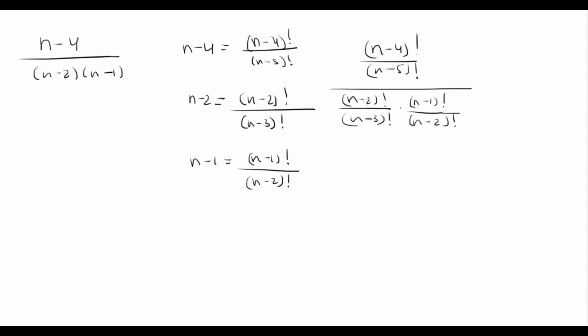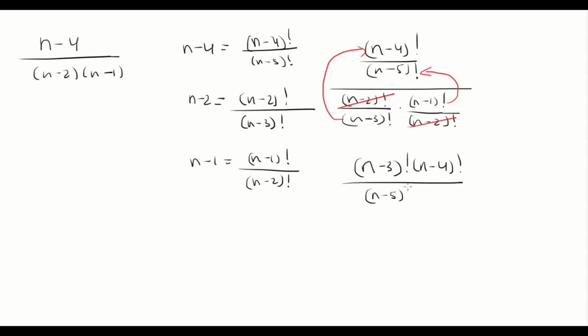And notice that the n minus 2 factorials will cancel. And the n minus 3 factorial is going to go to the top, and the n minus 1 factorial is going to go to the bottom. So we're going to multiply that. So we have n minus 3 factorial times n minus 4 factorial over n minus 5 factorial times n minus 1 factorial. And so this is going to be our final answer.